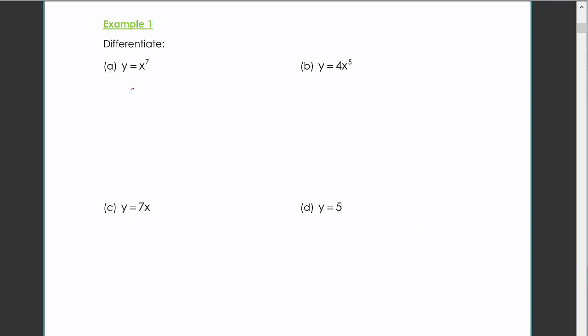Now, we want dy/dx. So the 7 comes down in front and multiplies, and then we reduce the power by 1. Same thing here, dy/dx. The 5 comes down in front and multiplies the 4, so that's 20, and we reduce the power by 1.